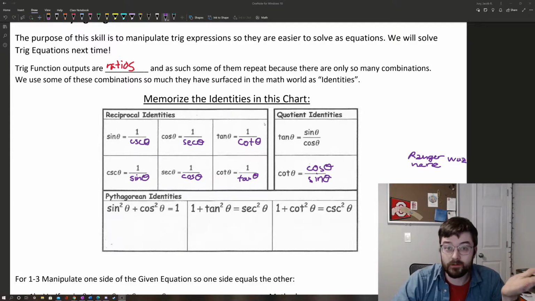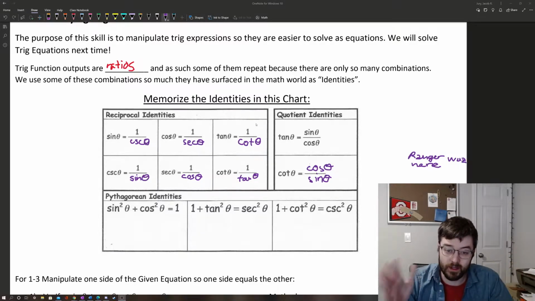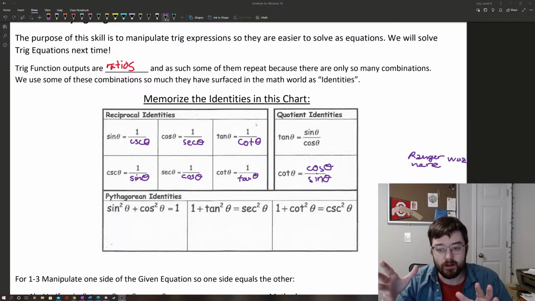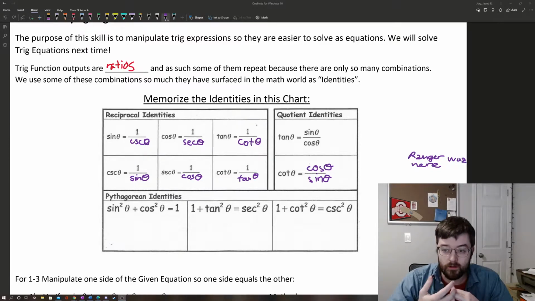It's important that we're flexible in knowing that sine's reciprocal is cosecant, and that we can rewrite sine as 1 over cosecant theta, and then as such for the rest of those trig functions. The quotient identities are maybe new to you.